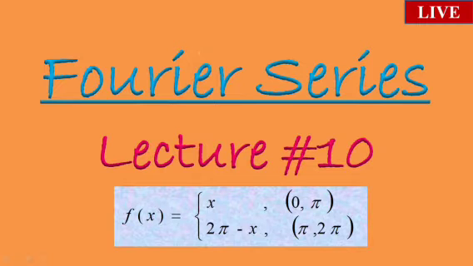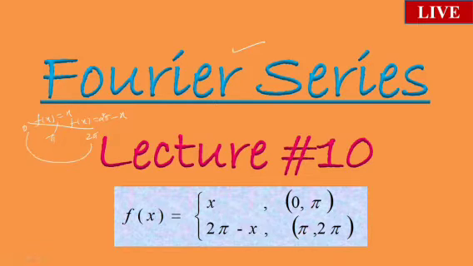In this video, let me see an example under Fourier series. In the given interval 0 to 2 pi, the function takes two values. In 0 to pi it takes the value f of x equal to x, and in pi to 2 pi it takes another value, 2 pi minus x.